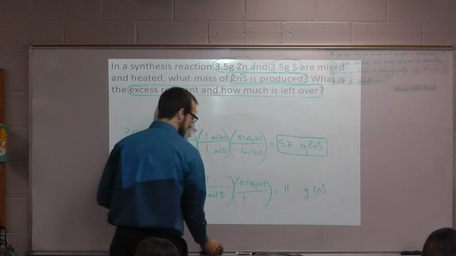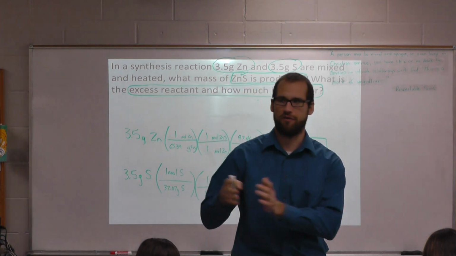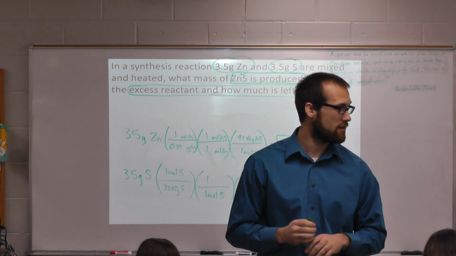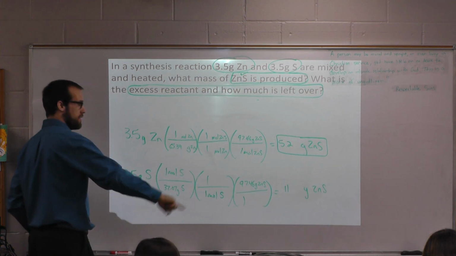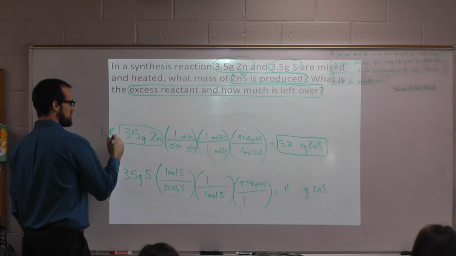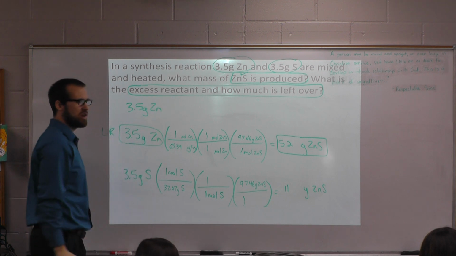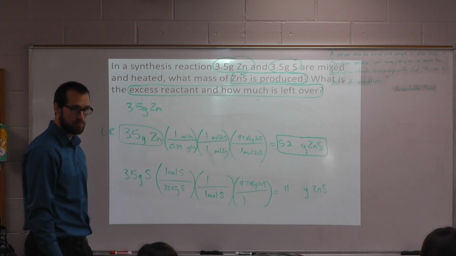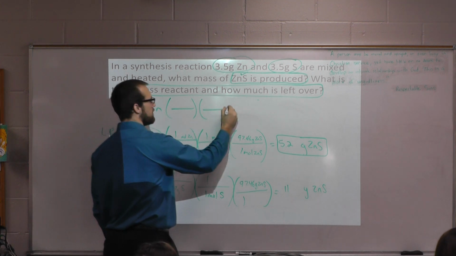When you're trying to find the excess left over, start with your limiting reactant and solve for your excess reactant. Which did we say was our limiting reactant up here? 5.2. This was my limiting reactant, correct? Yeah. So we're going to start with that. And what are we going to solve for? Sulfur. For each step problem.